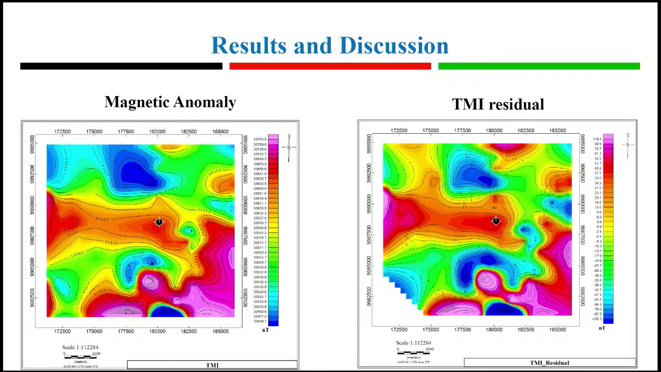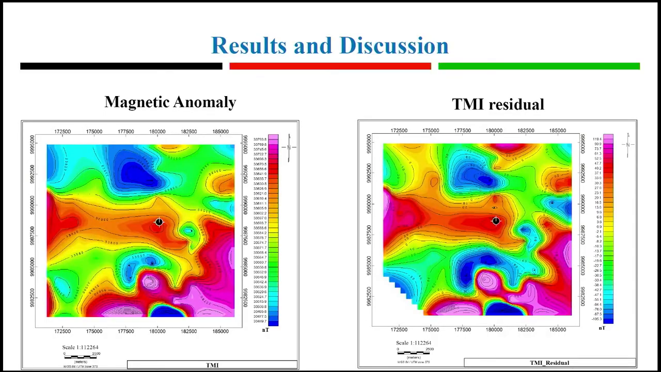From the diagram, we can see there's a defined structure where the black dot is; that's where the borehole was found. You can see the magnetic anomaly and the TMI residual. They're almost similar. And around it, there is a low magnetic anomaly, which implies the existence of fractures, because between high and low magnetic anomaly are the points where the fracture zones are. The TMI residual is able to define it clearly.